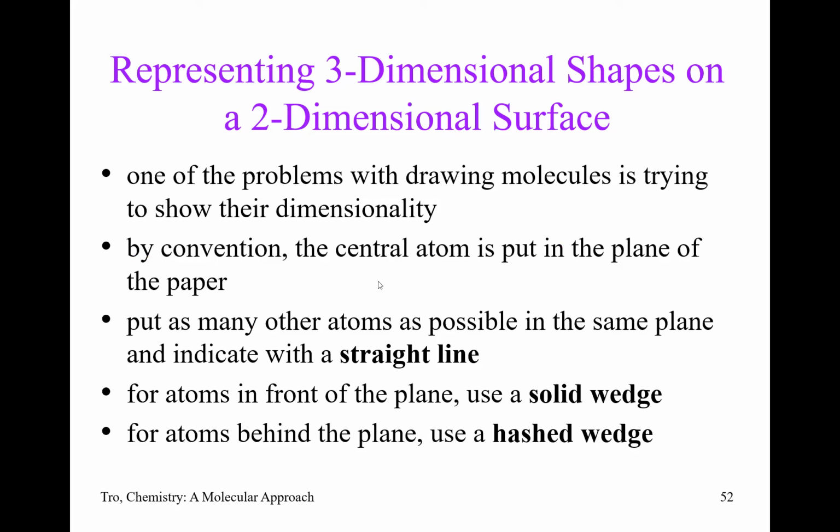And this is just a way of drawing chemicals on a two-dimensional piece of paper, but implying the three-dimensional nature of the molecule. All right, so a straight line is a bond between two atoms that is in the plane of the paper, or a bond or something that's coming towards you out of the paper. We use a solid wedge, and then they use a dashed or hashed wedge for ones that are going away.